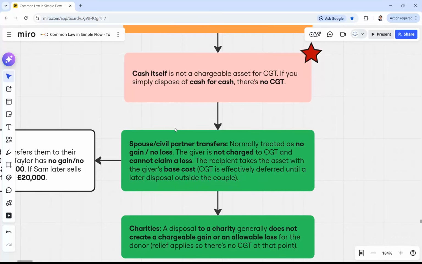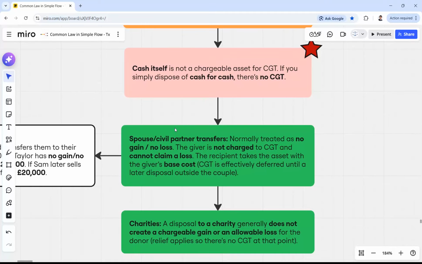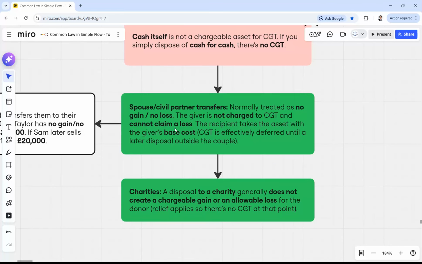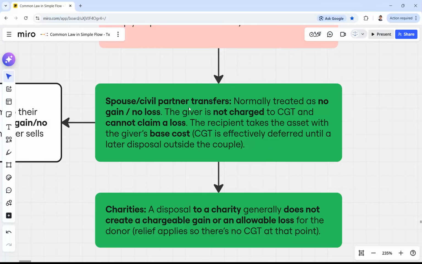The proceeds, for example, whether there is some tiny proceed, I don't know, or if you are paying money to get money, there is no CGT in cash. Spouse and civil partner transfers are normally treated as no gain, no loss. The giver is not charged to CGT and cannot claim a loss. The recipient takes the asset with the giver's base cost. CGT is effectively deferred until a later disposal outside the couple.